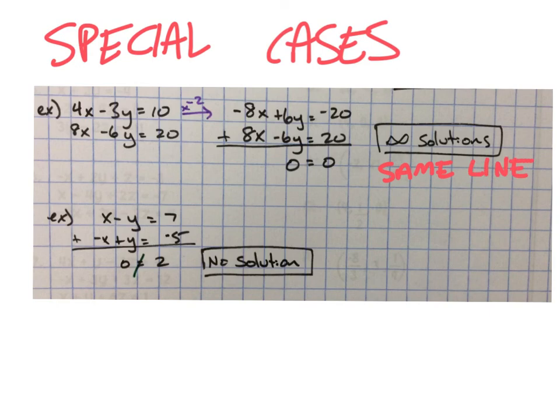Now, if you get into a situation where all the variables eliminate each other, so you have 0, and they're equal to just any other number, like here I have 0 equals 2. That's not true. This is no solution. So these must be parallel lines. And that would be your special cases. And that's everything for elimination.